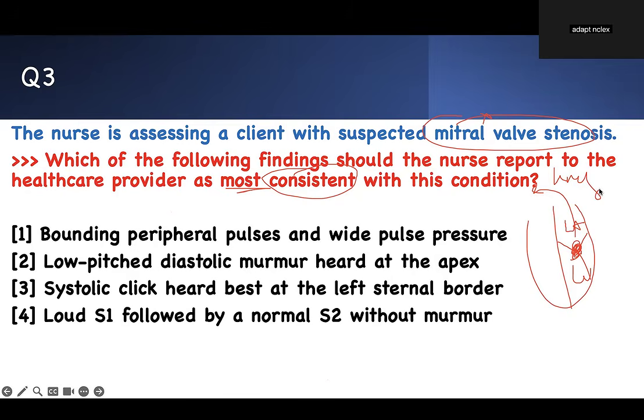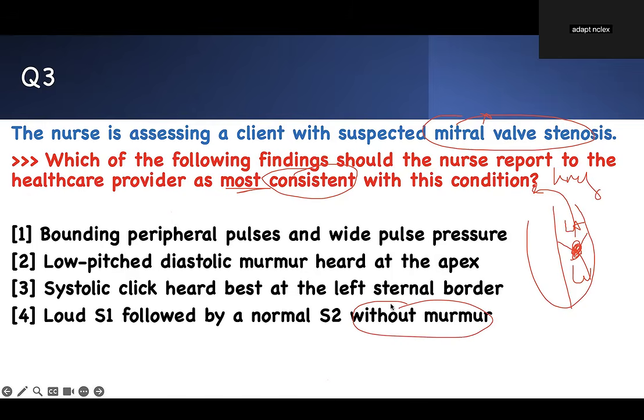I know there's a bunch of big words there. They're very confusing. They're very intimidating. Step back and look at it carefully. Look at number 4. A loud S1 followed by a normal S2 without a murmur. They're talking about what? Mitral stenosis. You know it's supposed to give you a heart murmur. Therefore, I'm taking 3 out, 4 out right now because he said without a murmur.